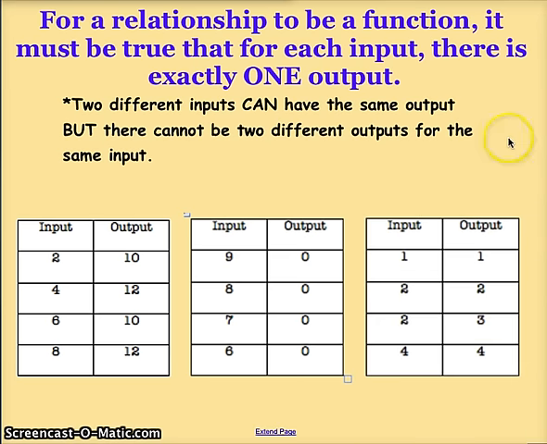And finally, let's look at this example. In goes a 1, out comes a 1, in goes a 2, out comes a 2, in goes a 2 again, and now out comes a 3. Looks like this function machine is broken. You can't put in a 2 and a 2 comes out, and then you put in a 2 again and all of a sudden a 3 comes out. So for this example, you would say not a function.